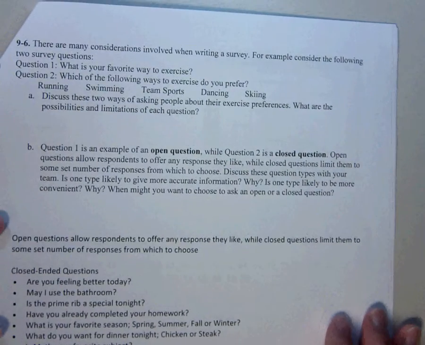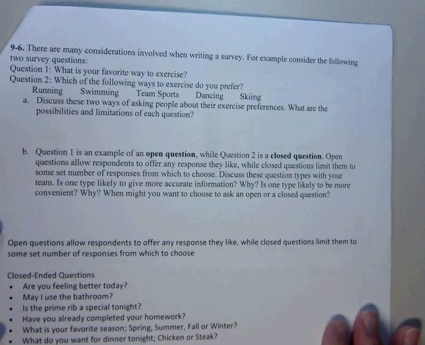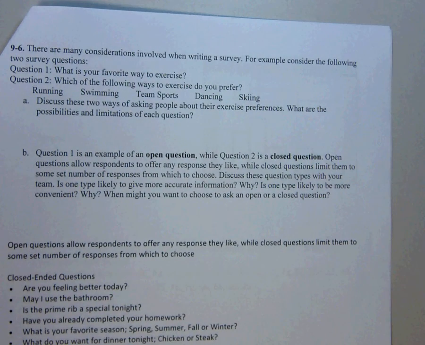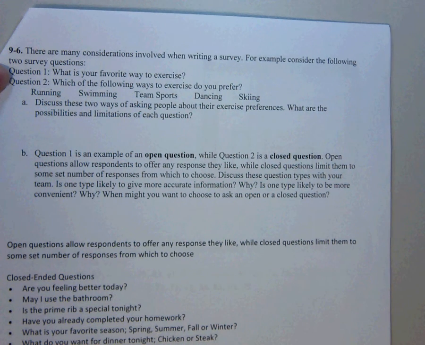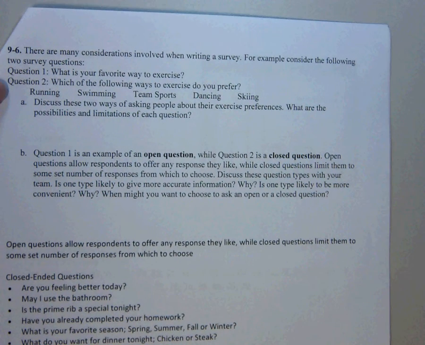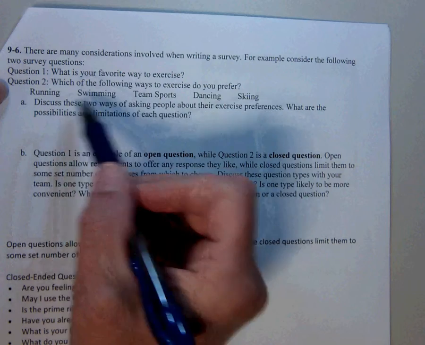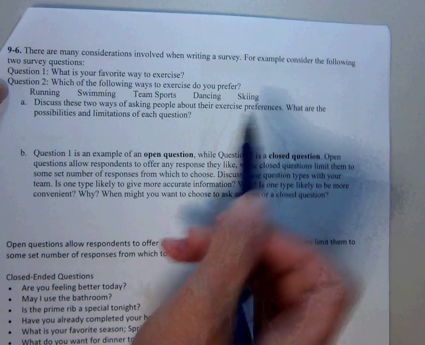The next part of our lesson is talking about open or closed questions. So in designing a survey question, you can make an open question or a closed question. So for example, up here, question number one, what is your favorite way to exercise? That is very open in its nature because there's many ways to exercise. Question number two is closed because it says, which of the following ways do you exercise do you prefer? And there's a list: running, swimming, teams, dancing, or skiing.